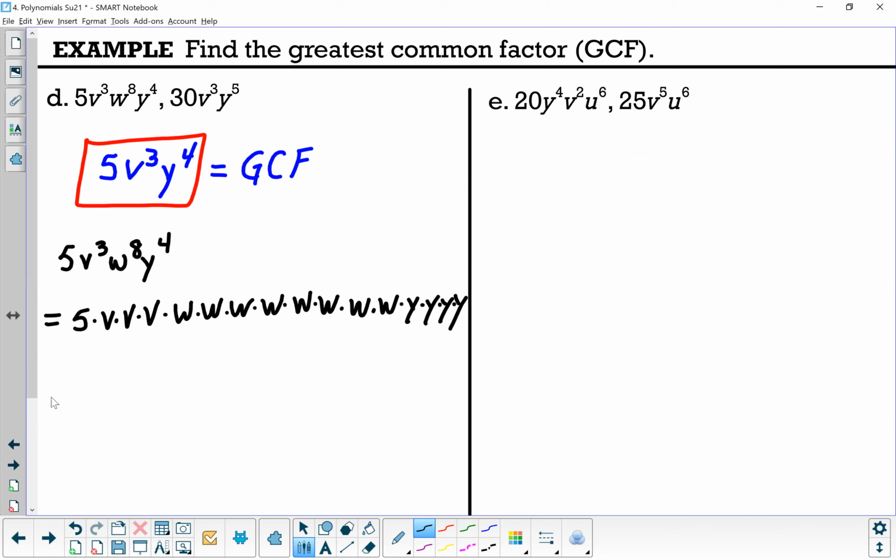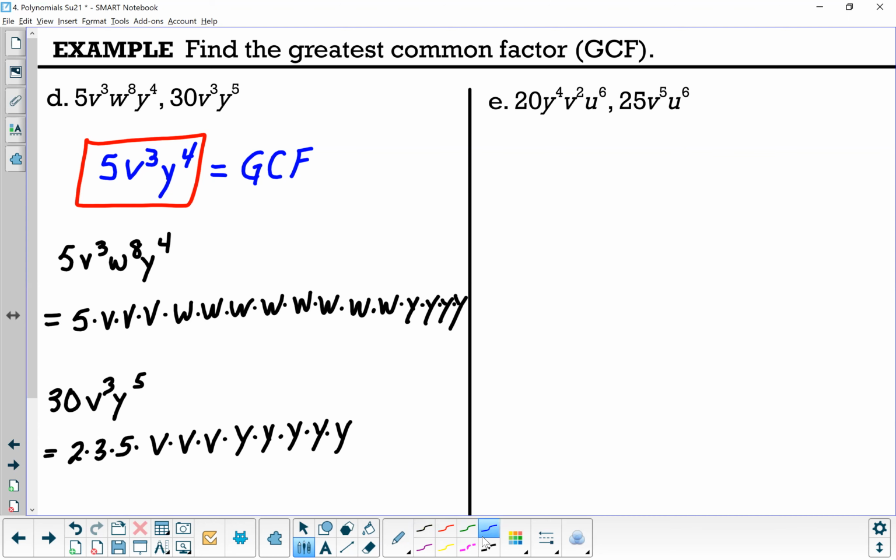And then for 30v cubed y to the 5th, we have here 2 times 3 times 5, 3 factors of v, and then 5 factors of y. All right, so we have 5, 3 factors of v, and 4 factors of y in common. 5, 3 factors of v, and then 4 factors of y.